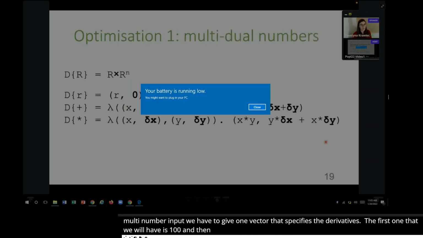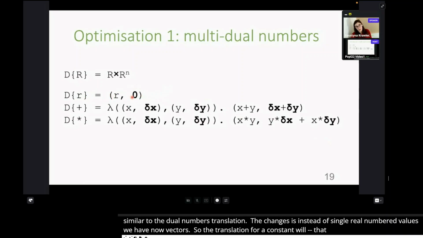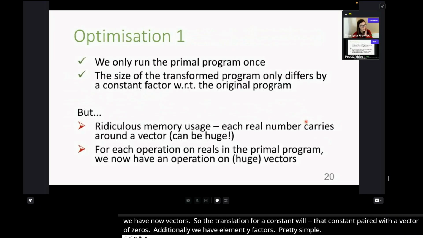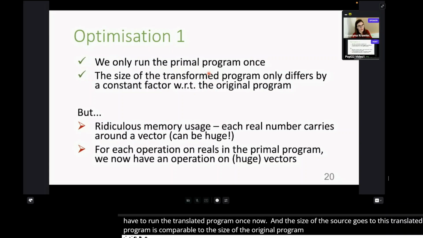Again, very simple. And the source-to-source translation is very, very easy and simple, similar to the dual numbers translation. All that really changes is that instead of single real numbered values, we have now vectors. So the translation for a constant of the type real will be, well, again, that constant, paired with a vector of zeros. And if we have addition, we'll have now element-wise addition of vectors. Pretty simple. That's pretty cool. We only have to run the translated program once now. And the size of the source code of this translated program is comparable to the size of the original program, which is good. We don't have any crazy source code explosion.